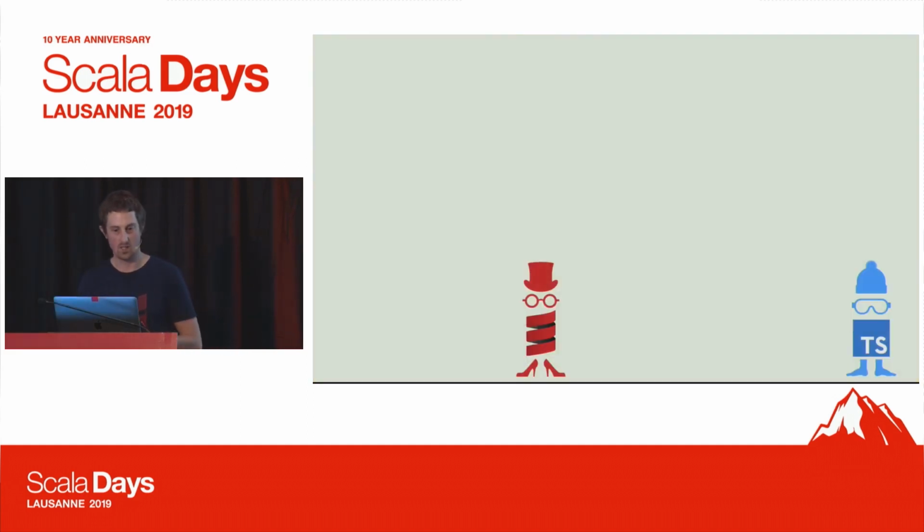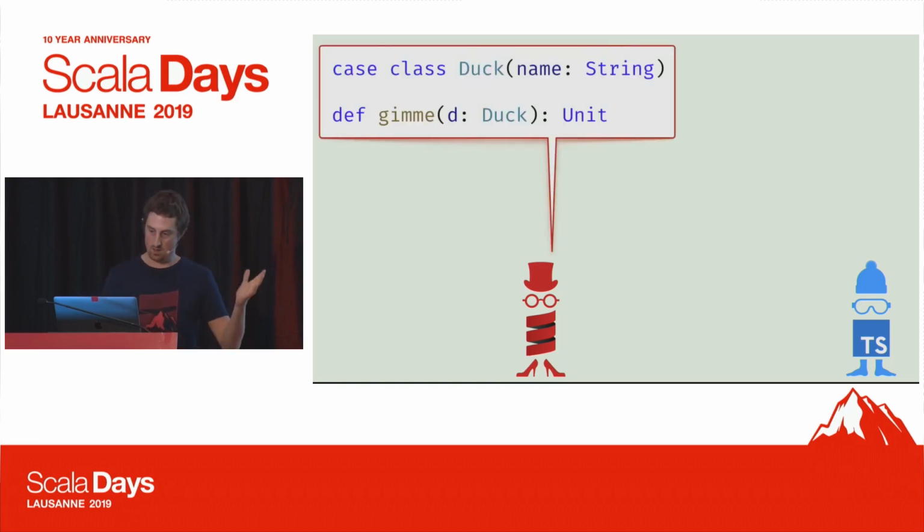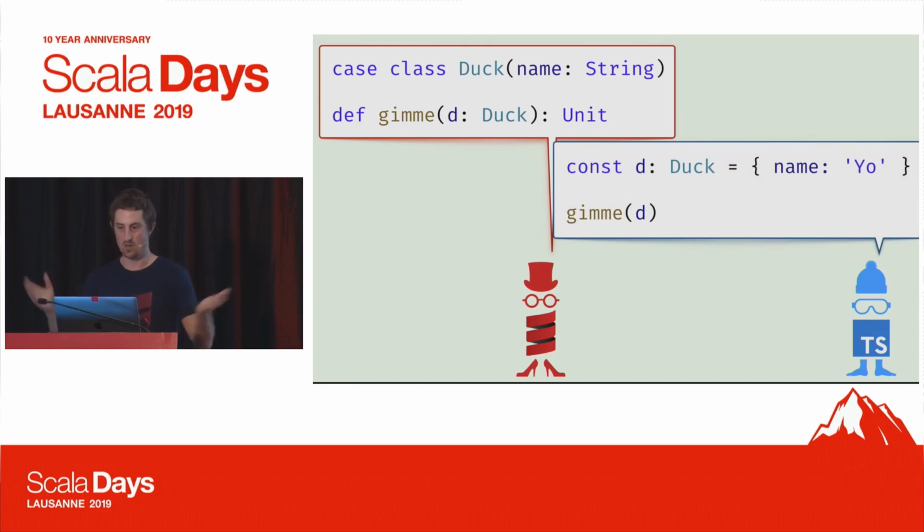The second problem is that, as we alluded to before, Scala is a Platonist and TypeScript is a pragmatic empiricist. So Scala believes in the Platonic abstract ideal of duckness, for instance. TypeScript believes that if it looks like a duck, it is a duck. So Scala says, here's a duck, and here's how you give me a duck. TypeScript goes, all right, I've got a duck, and I'm going to give you a duck. Type checks, it's sweet.